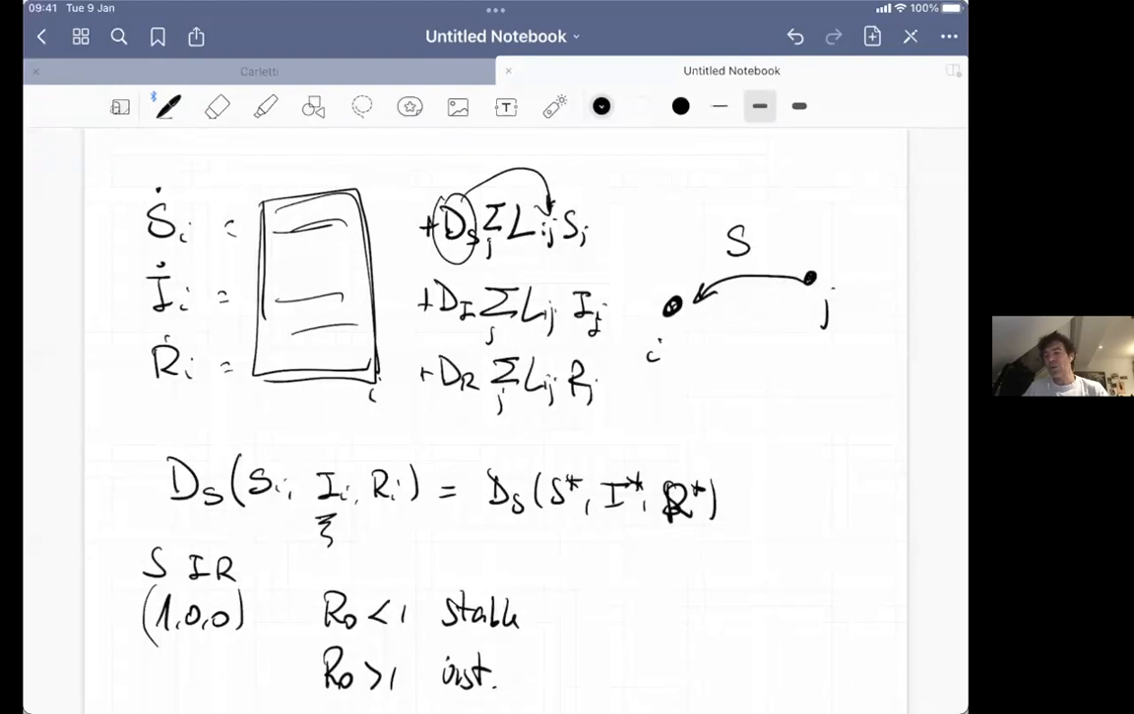R naught is the ratio between the rate of production of I divided by the rate of recovering from I or death from I. So this equilibrium is stable only if R naught is smaller than 1. But in any interesting epidemic, the interesting case is R0 larger than 1, because if R0 is smaller than 1, the virus will die automatically without any intervention.